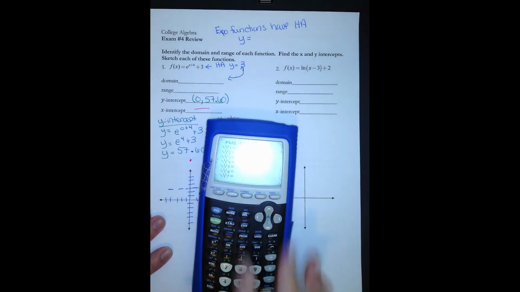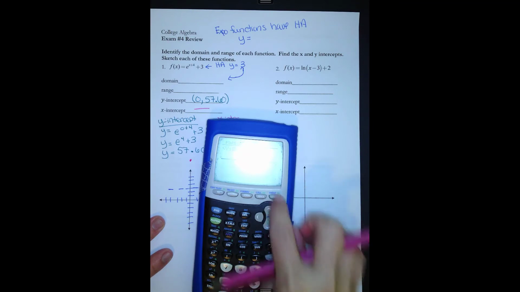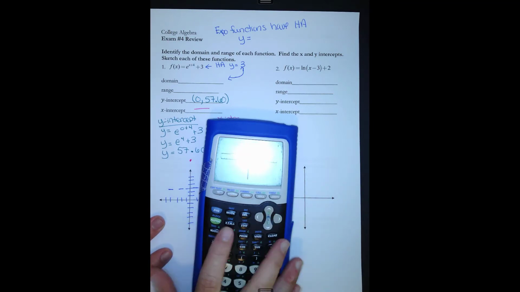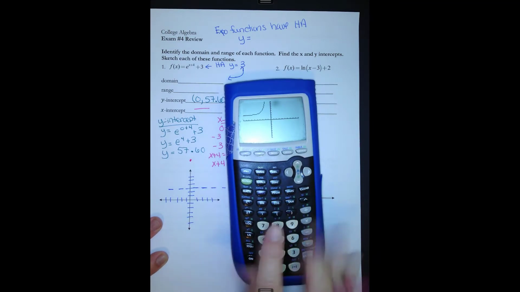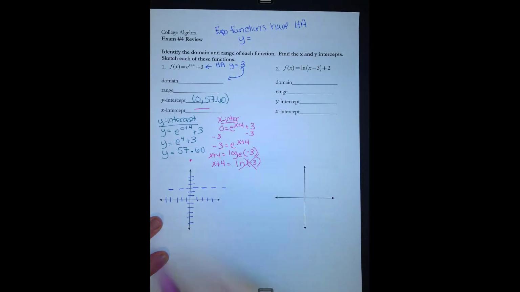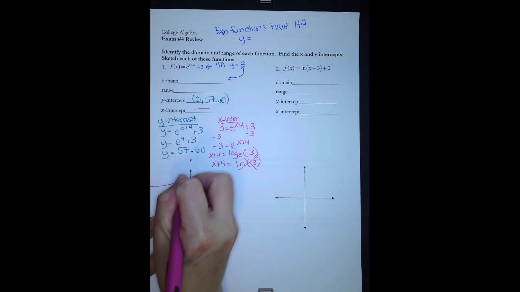But what's going to happen if we went e to the x plus 4 plus 3 and hit graph? Oops, you can't see. There's our nice little graph. Going to cross that axis way, way up there. So it is going like so.